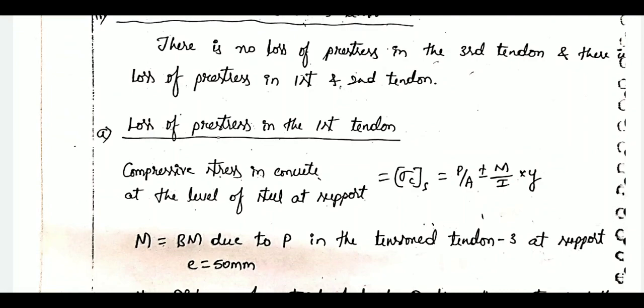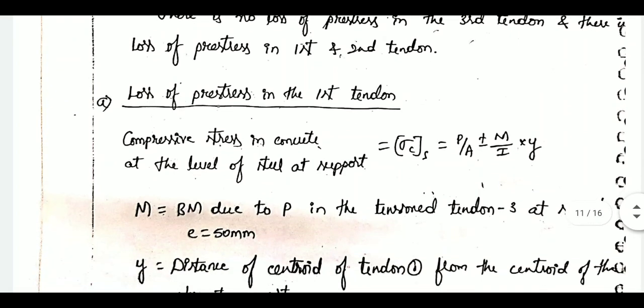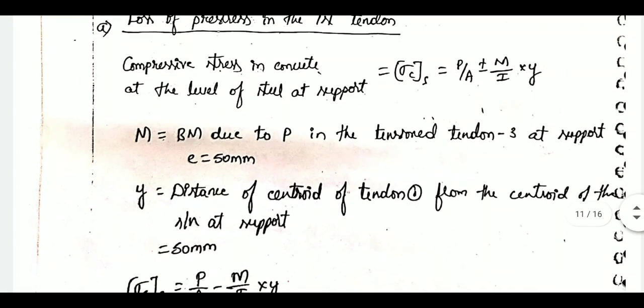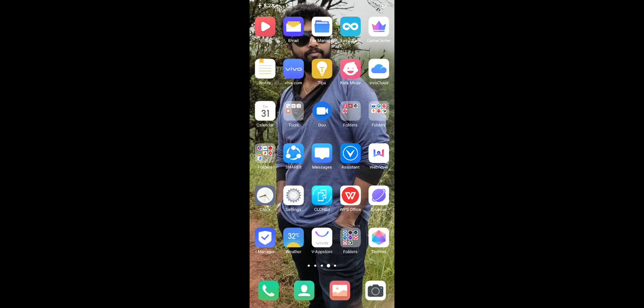So for the compressive stress, again you need to calculate sigma C at support, sigma C at midspan, and sigma C average. For sigma C at support, since you are tensioning the third tendon, the third one is a straight tendon with a uniform eccentricity of 50 mm. So eccentricity at support for the third tendon is 50 mm, and the distance of the centroid of the section to the tendon at the support is 50 mm above the centroidal axis. So both E and Y we have to consider as 0.05 meters, that is 50 mm.